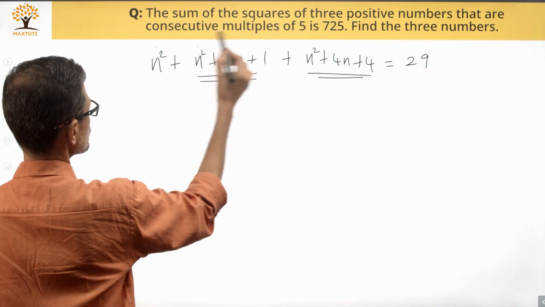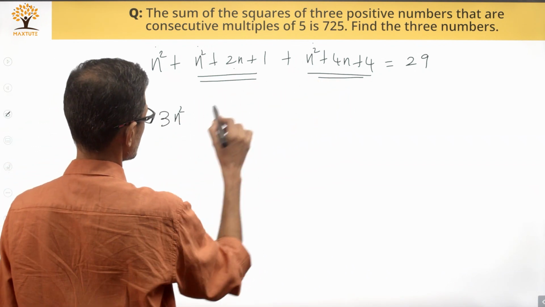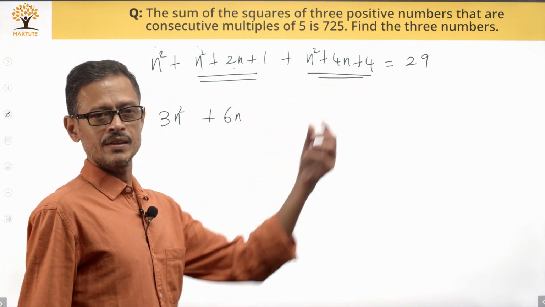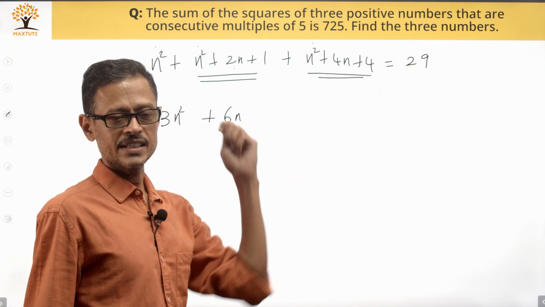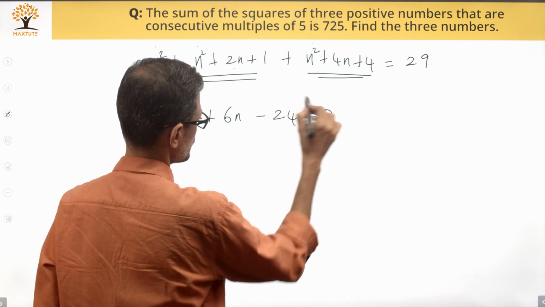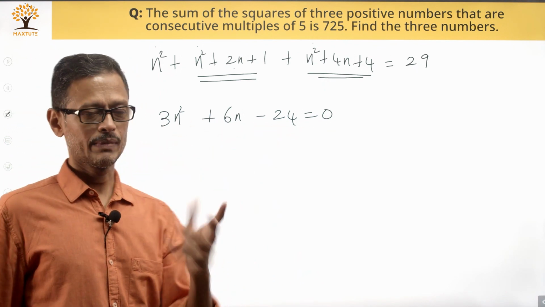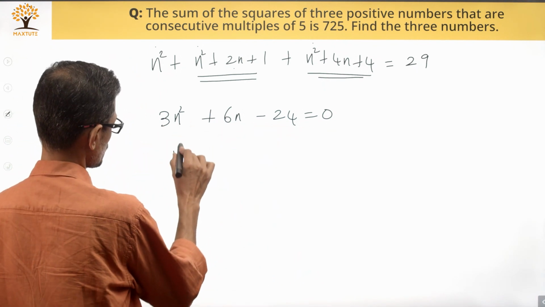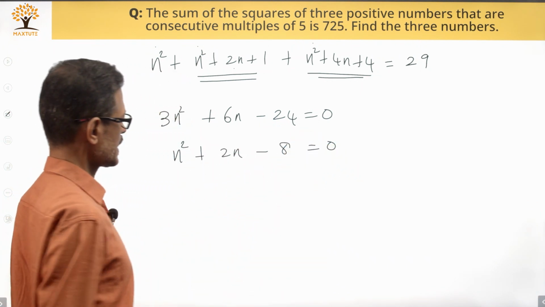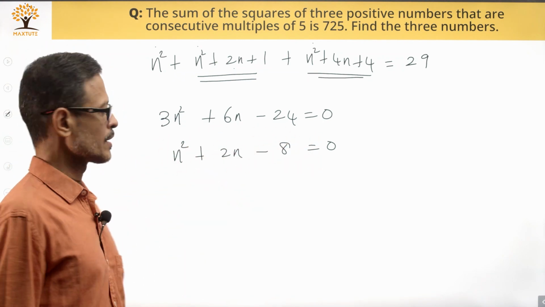We have n square three times, that will leave us with 3n square, 2n plus 4n that will leave us with 6n, 1 plus 4 is 5. The 29 comes from the right hand side to the left hand side. 5 minus 29 will leave us with minus 24 is equal to 0, right. We can divide this entire equation by 3, to make it more manageable. So, that will translate to n square plus 2n minus 8 is equal to 0, right. Essentially, we divided it all by 3. So, n square plus 2n minus 8.